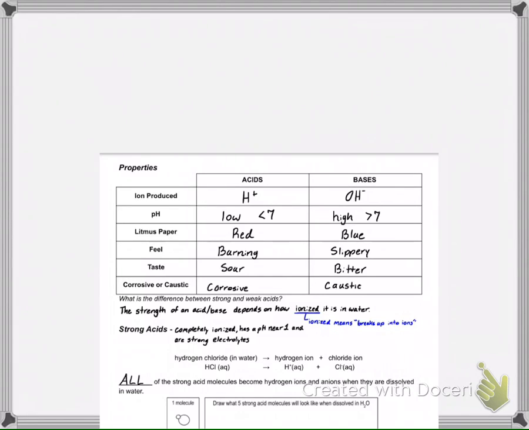And they do taste bitter. If you've ever actually tasted the shampoo in the shower just by accident, like if it falls on your face, it should taste quite bitter. And it is what we call caustic, which means it's able to burn or corrode organic tissue.